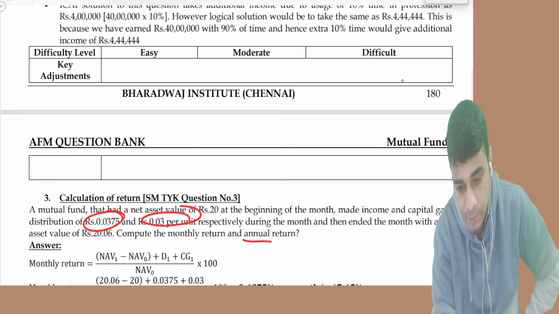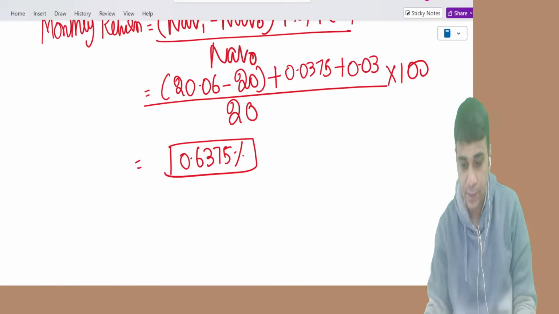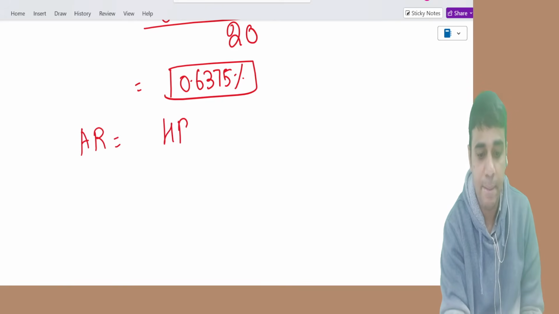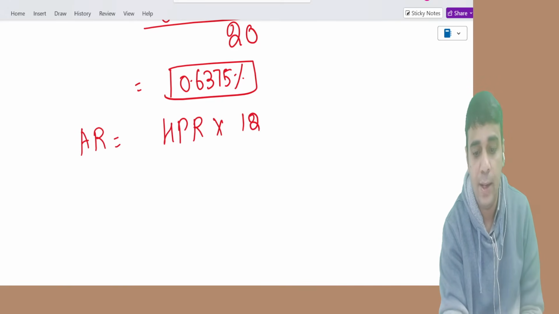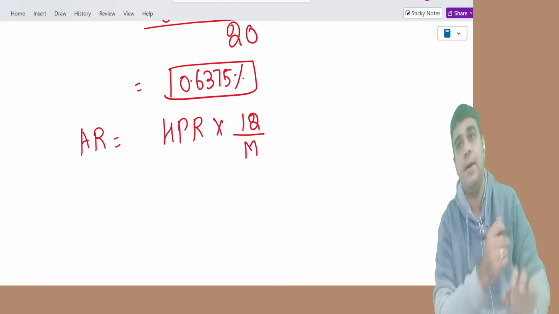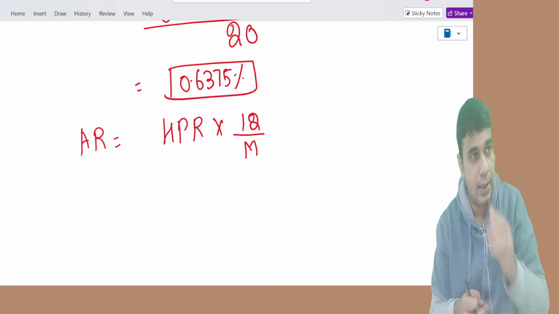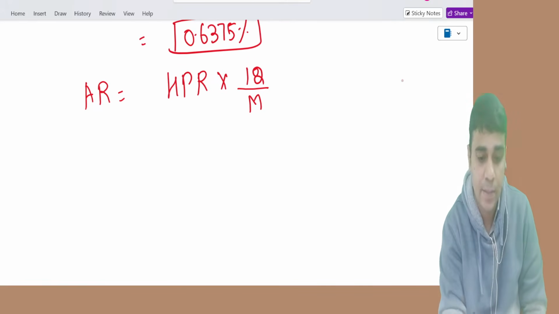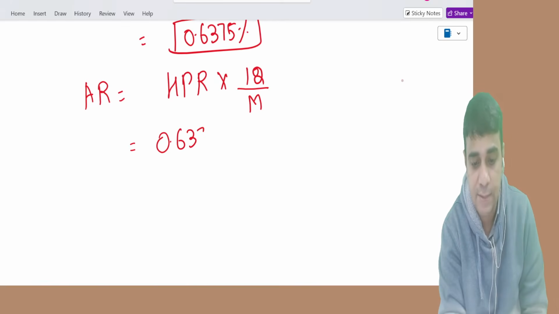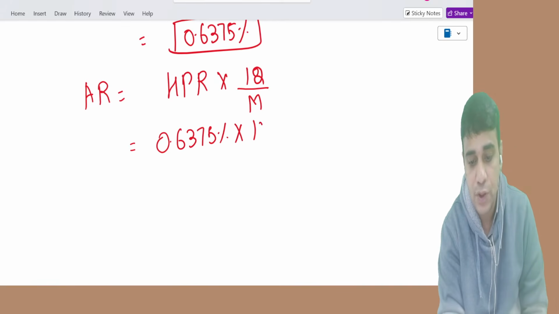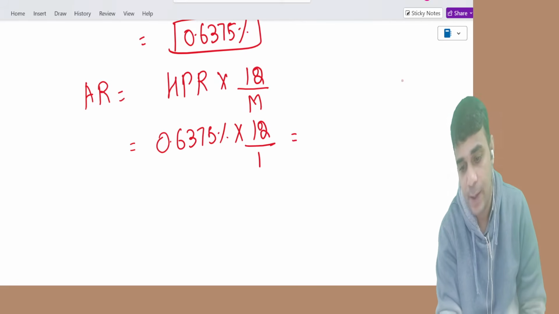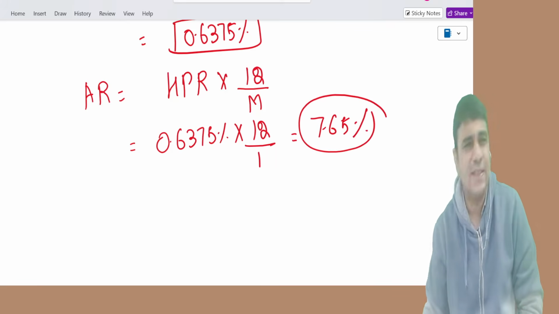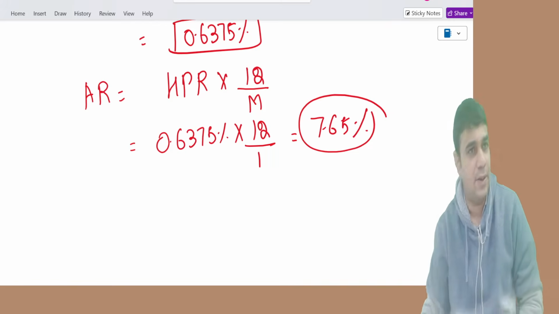Then they've asked also what? Annual return. Annual return is equal to holding period return into 12 by M. Holding period return multiplied with 12 divided by number of months. I've got the answer in live online. 0.6375 percentage into 12 by 1, 7.65 percentage. A fairly simple straightforward calculation just to get started with.